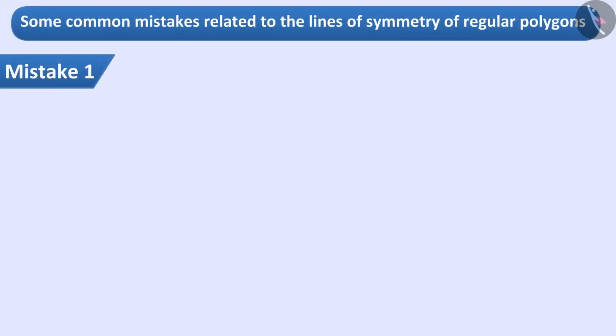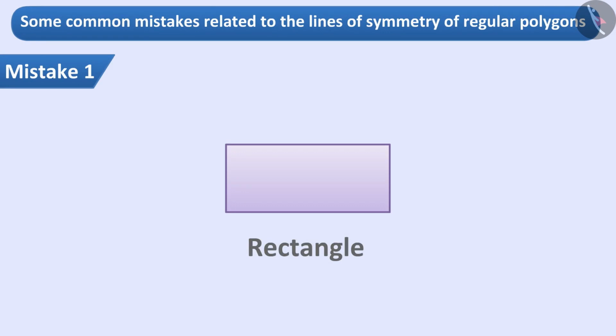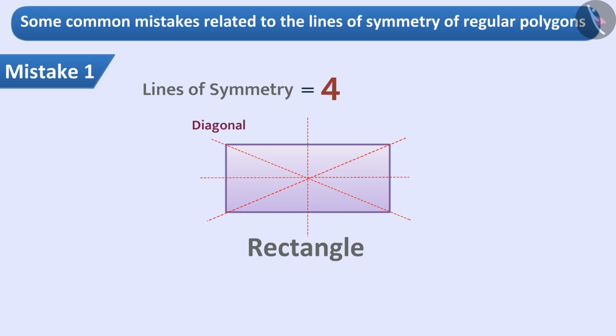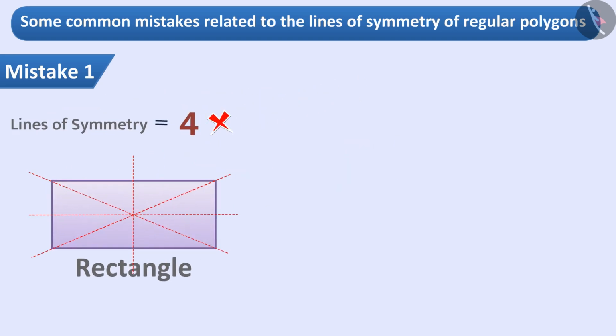Mistake 1. If some children are asked how many lines of symmetry are there in the rectangle, then the children answer 4. They think that vertical and horizontal lines of symmetry can be drawn in a rectangle as well as lines of symmetry along diagonals. But this is incorrect. Let us clear this misconception by doing an activity.